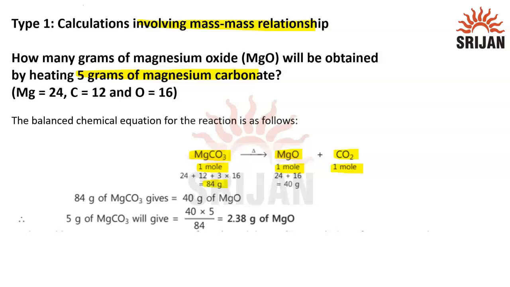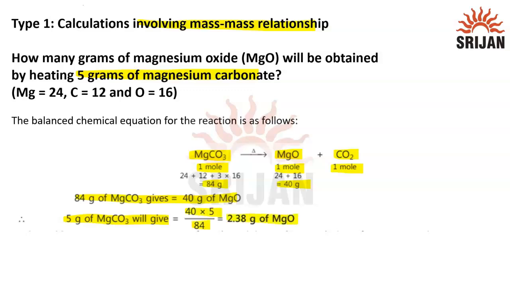So we can say that 84 gram of magnesium carbonate will give us 40 gram of magnesium oxide. Now what we have to calculate is how much magnesium oxide will be produced by 5 gram. So by simply the unitary method, we can say that 1 gram of magnesium carbonate will give us 40 by 84 gram of magnesium oxide. And for 5 gram, we will multiply with 5. So 5 gram of magnesium carbonate will give us 40 into 5 divided by 84.